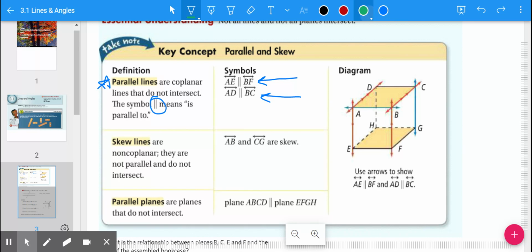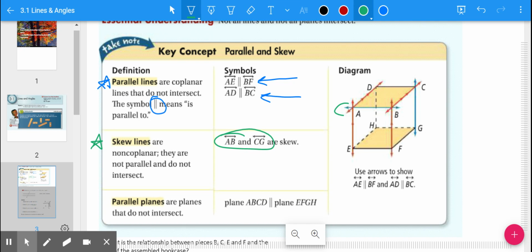All right, second vocab term, skew lines are essentially parallel lines, but they're not in the same plane. So they're lines that are non-coplanar, but they're not parallel and they don't intersect. An example could be right here, AB and CG. So let's take AB here and CG. Hopefully you can visualize that a little three-dimensionally.